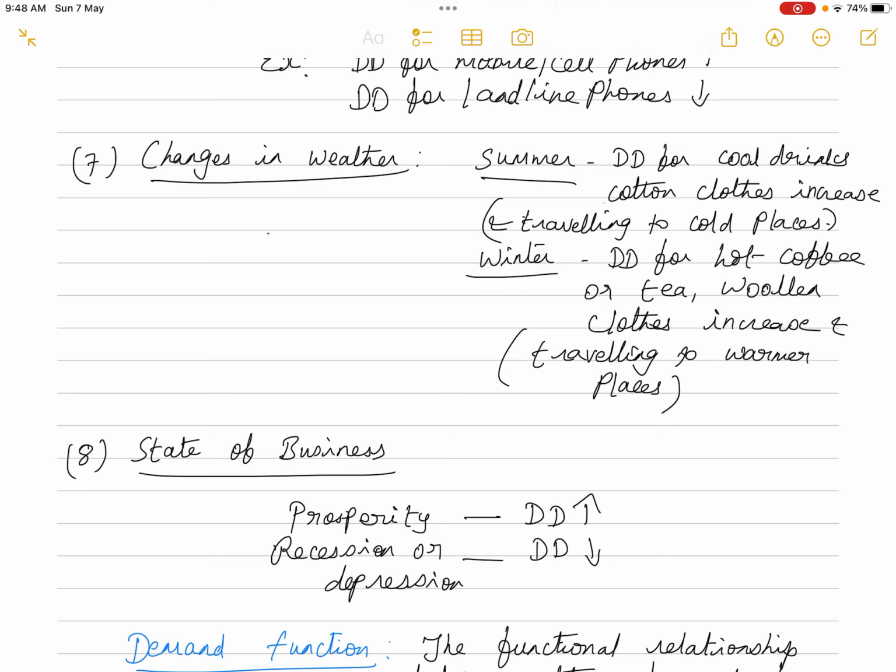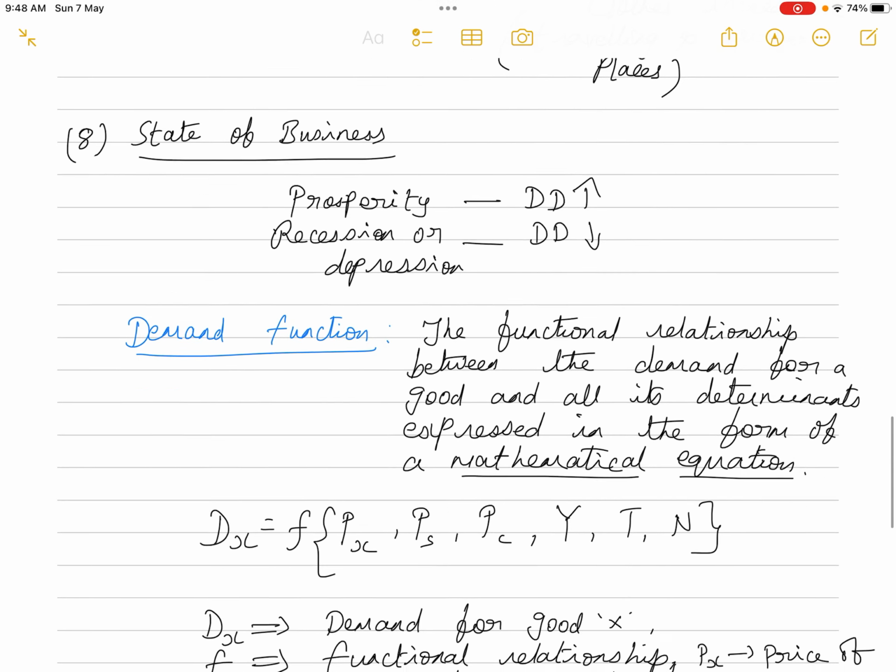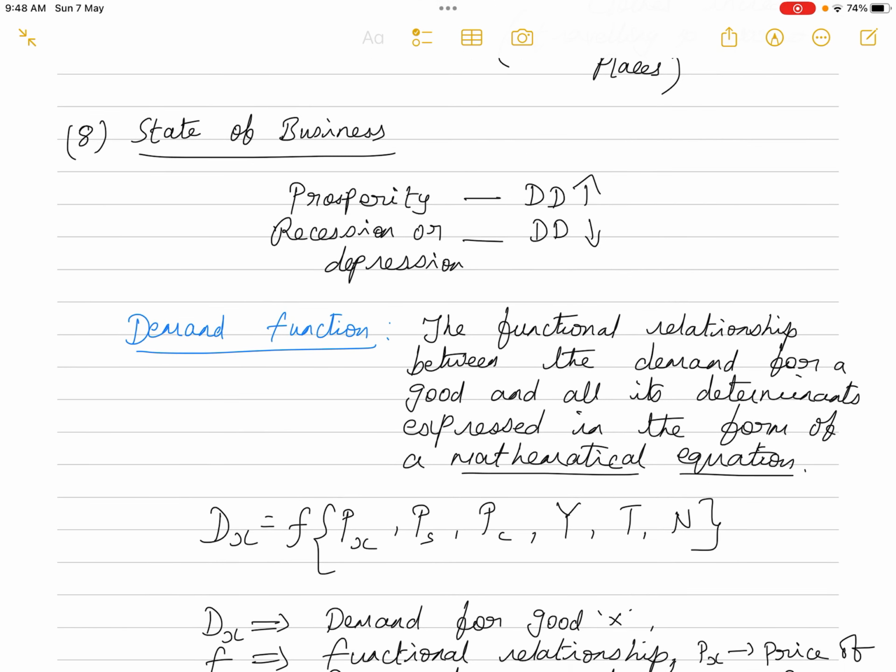In winter, the demand for cool drinks and cotton clothes will decrease. In summer, the demand for hot coffee or tea will decrease, isn't it? So according to the changes in weather, according to the changes in climatic conditions, the demand for a commodity will also change. Then the next one is the state of business.